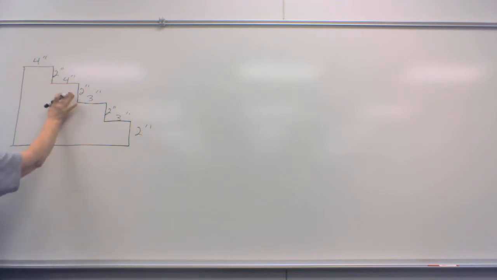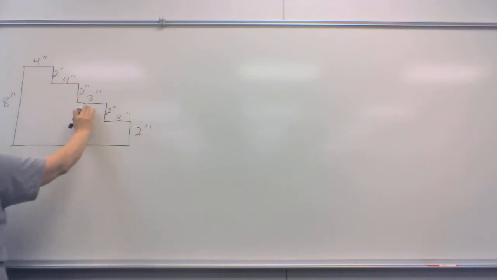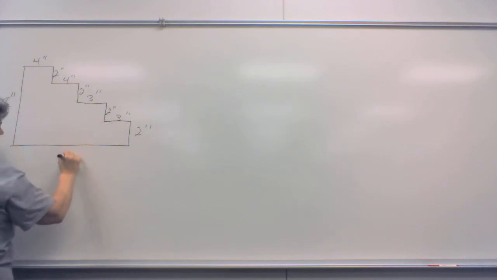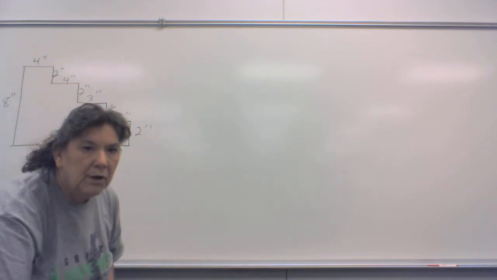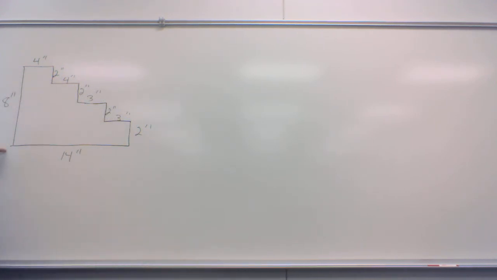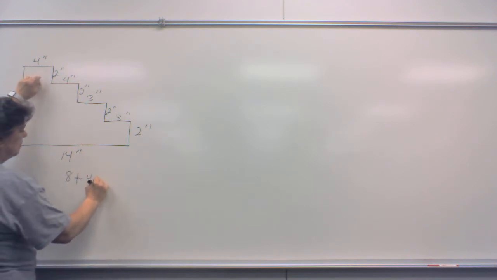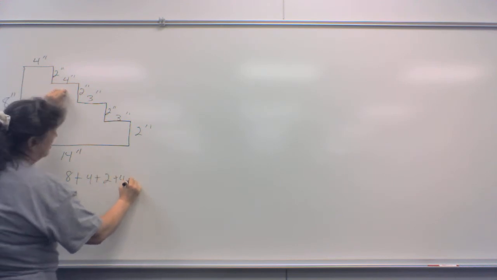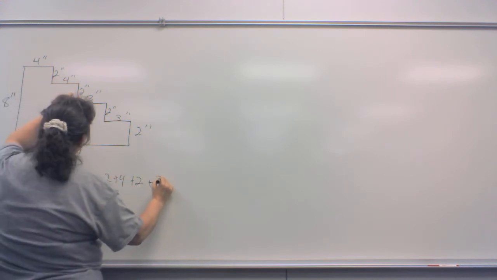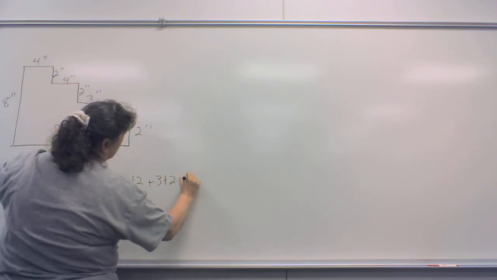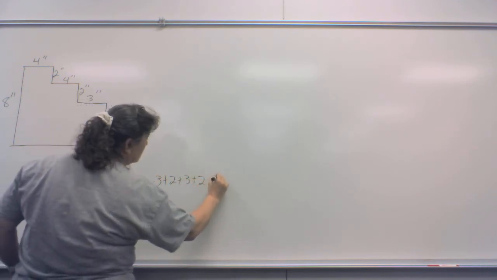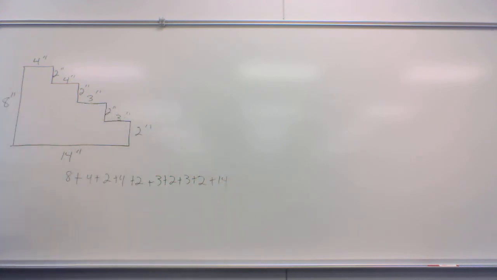But my side here, 2, 4, 6, 8. So this side is 8 inches, 4, 8, and then 6 more is 14 inches on the bottom. So my perimeter for this shape would mean starting at one side and going all the way around. So you have 8 plus 4 plus 2 plus 4 plus 2 plus 3 plus 2 plus 3 plus 2 plus 14. So all you have to do is just keep adding it until you get all the way around.